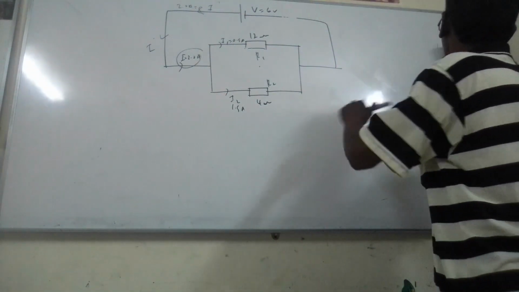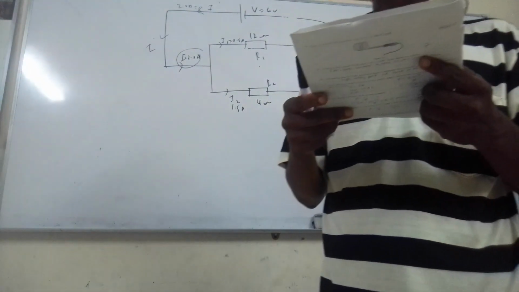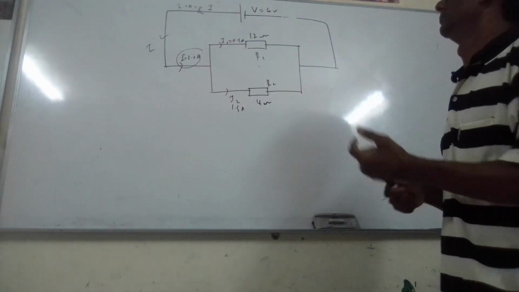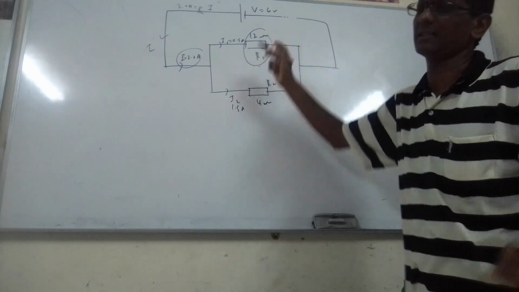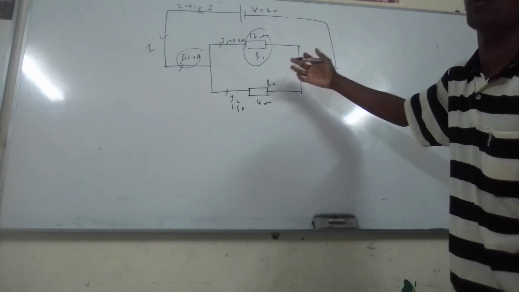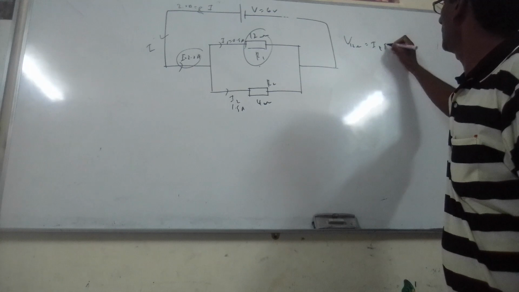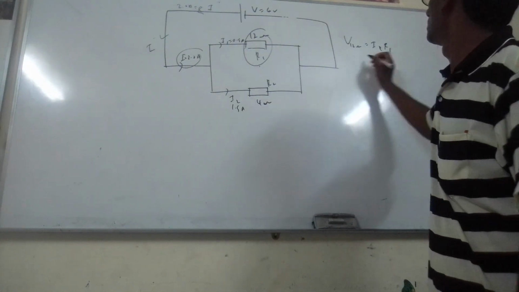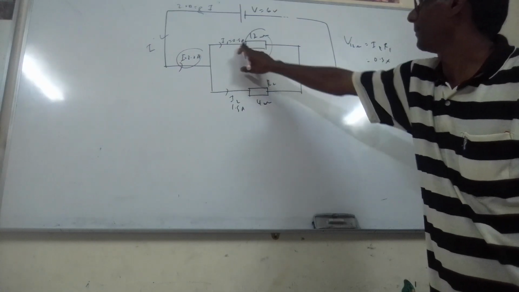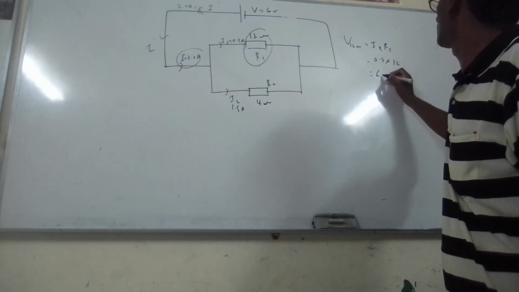We're going to learn the next question. What is the potential difference across the 12 ohm resistor? We are asking about the 12 ohm resistor, the potential difference, which is the voltage. I1 R1. I1 is 0.5 ampere, R1 is 12 ohm. So 0.5 times 12 is 6 volt.